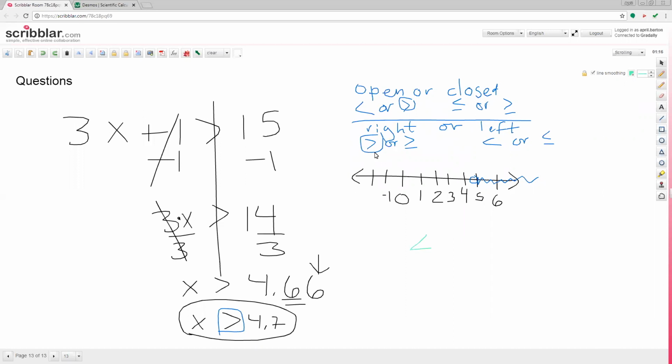If the symbol was less than or equal to, what would it tell us? Should we have open or closed, and should we shade right or left for less than or equal to? Left. Shade left. How about the open or closed? Closed, I think. Yep. So that would just mean we fill it in. Okay. So let's practice one more.